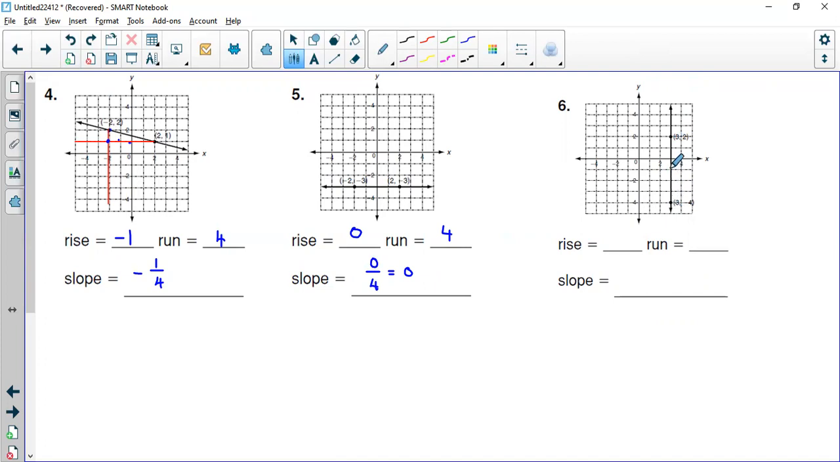Wait, 1, 2, 3, 4, 5, 6. So the rise is 6, but there is no run. It's not moving up or down, so it's a 0. Sorry, it's not moving right or to the left. So the slope will be written as 6 divided by 0.